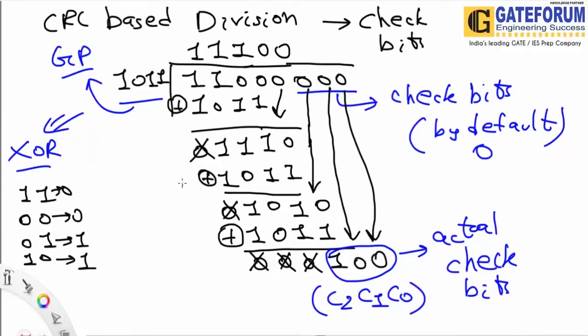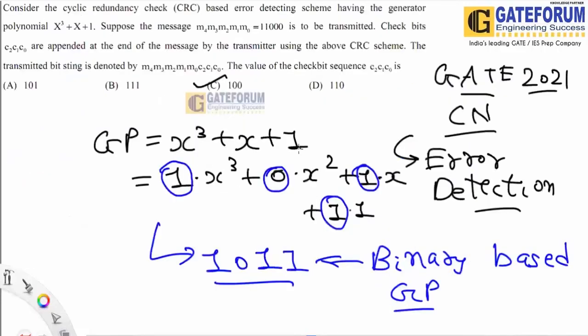Okay, and this XOR is pretty simple. We just need to take 4 bits, whatever the number of bits we have in the generator polynomial. The same number of bits we need to take into consideration here. If the first bit is one, we do the XOR. If the next bit is zero, we just remove it, and we continue, and we calculate the last. Okay, so this is the concept behind this.